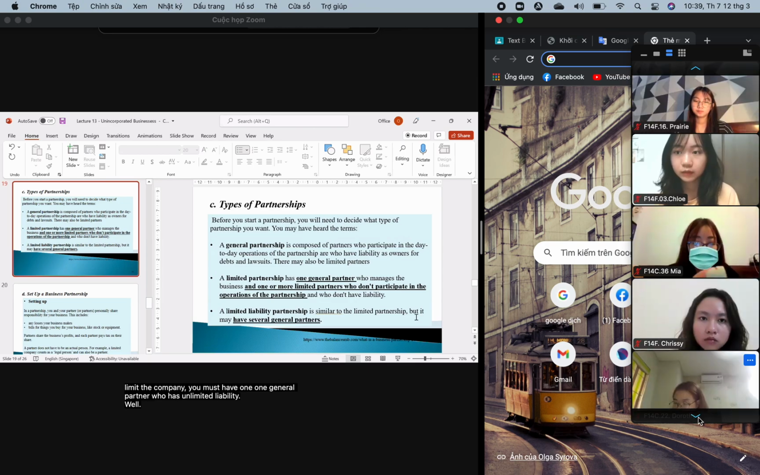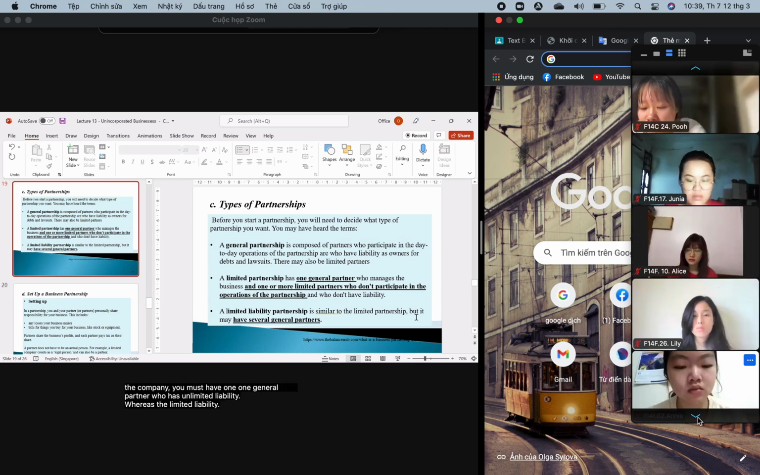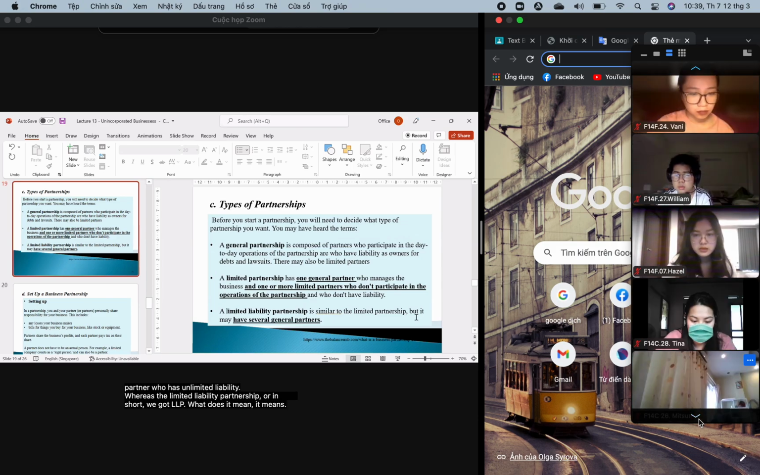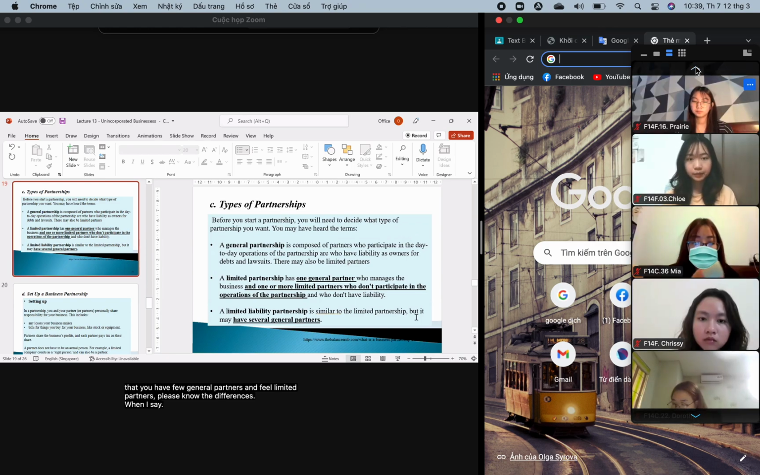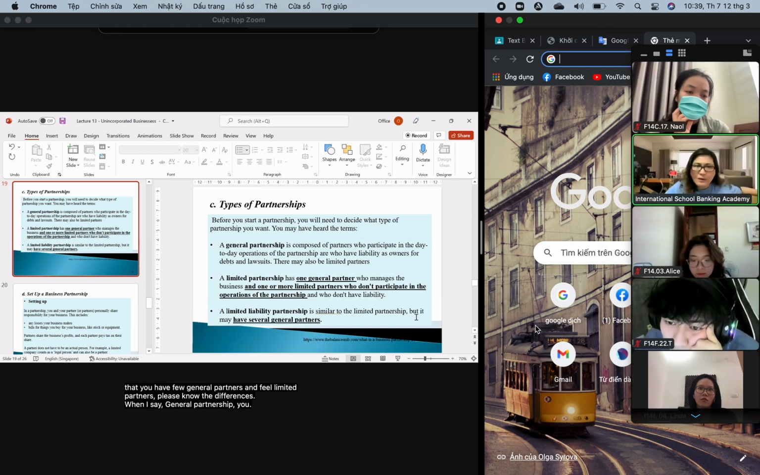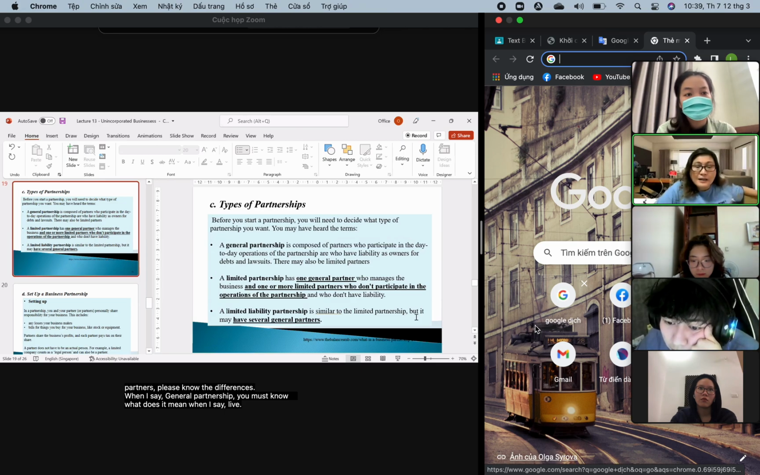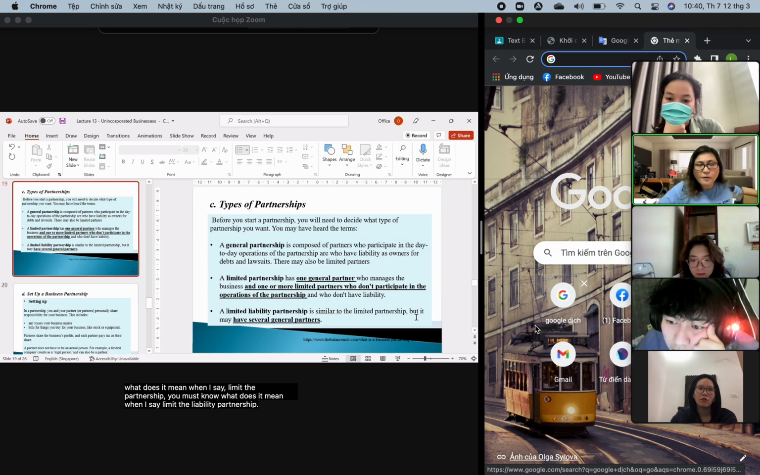Whereas the limited liability partnership, or in short we call it LLP, what does it mean? It means that you have few general partners and few limited partners. Please know the differences. When I say general partnership, you must know what it means. When I say limited partnership, you must know what it means. When I say limited liability partnership, you must know what it means. Especially the number of general partners is different.